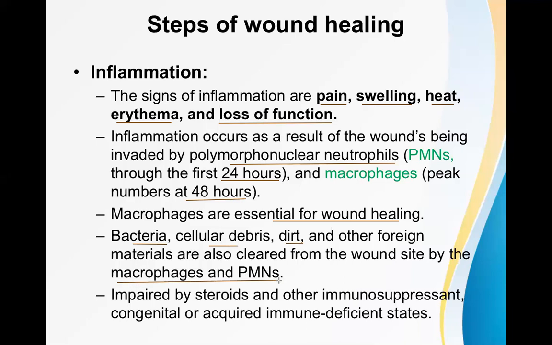There may be different bacteria there. There may be different dust or dirt, some foreign particles or materials, and some cellular debris, means damaged particles of the cell. Now, at this juncture, if the person is taking steroid or any other immunosuppressive agent, okay, there is decreased amount of inflammation because these are immunosuppressive agents. And if the person is having congenital or acquired immunodeficiency state, then also similar type of things may happen.